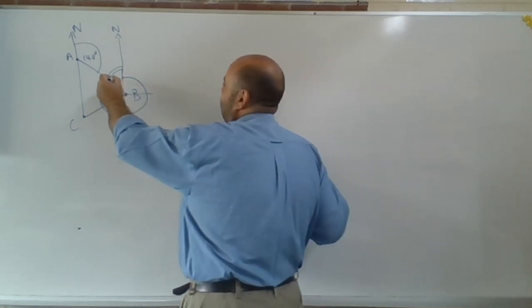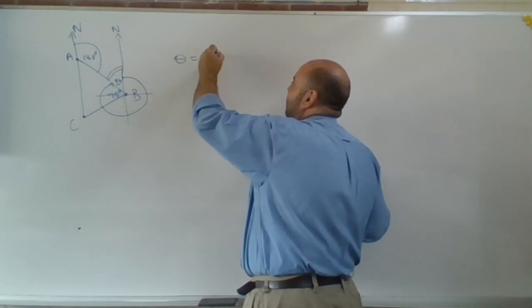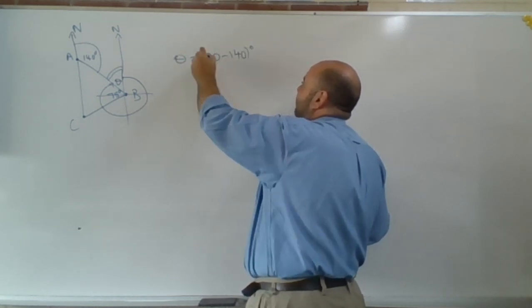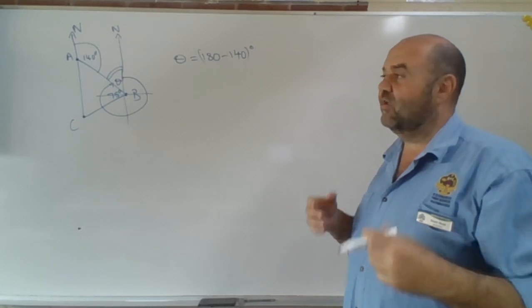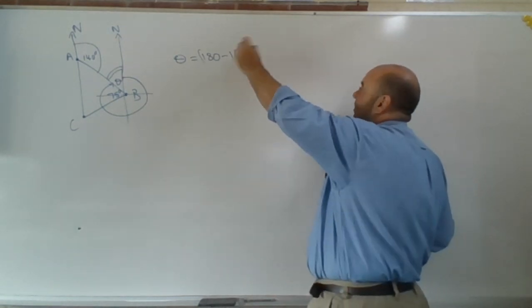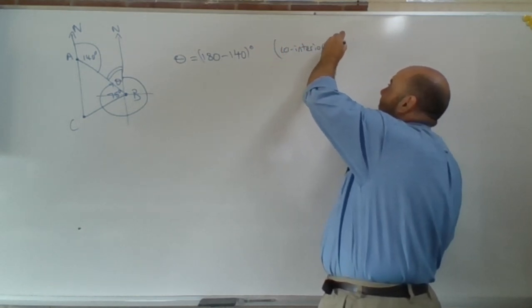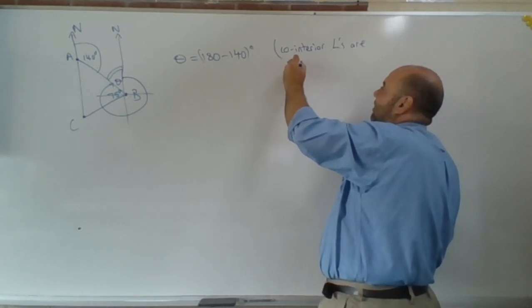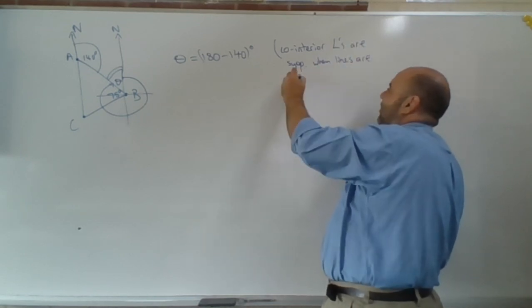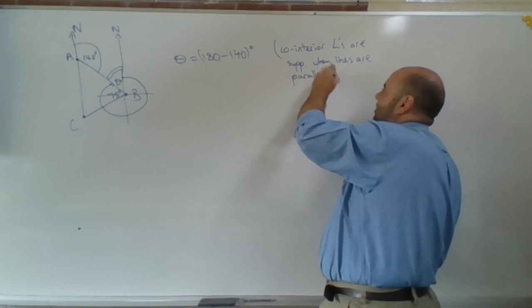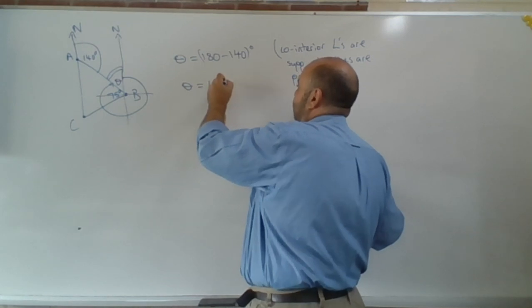So let me call this angle here theta. I know that theta is 180 minus 140 degrees. I should give a reason. I should never just state these things. Never ever with geometry just state something. Always give a reason for what you're stating. The reason is because co-interior angles are supplementary when lines are parallel. So that means that theta is 40 degrees.